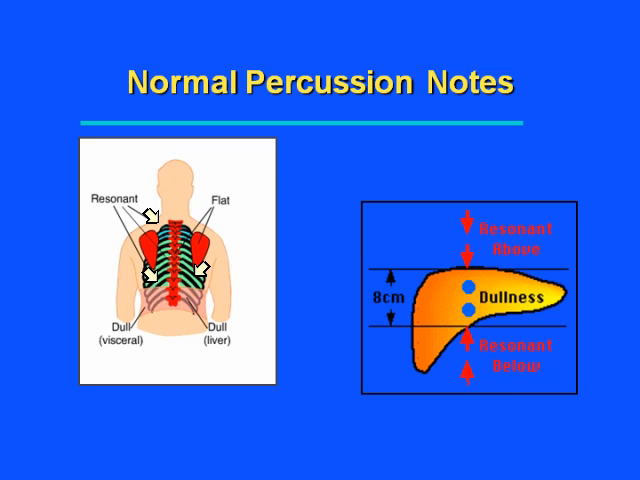If you look at the figure on the right now, in contrast, the figure on the left just gave a representation of the back of a person and how you would percuss the back and the posterior lung fields. The figure on the right is to be thought of as if you were looking at the anterior part of the person. So you're looking at the front of the chest and the front of the abdomen.